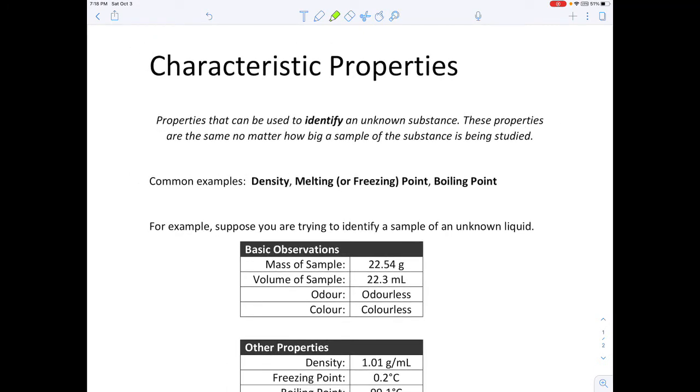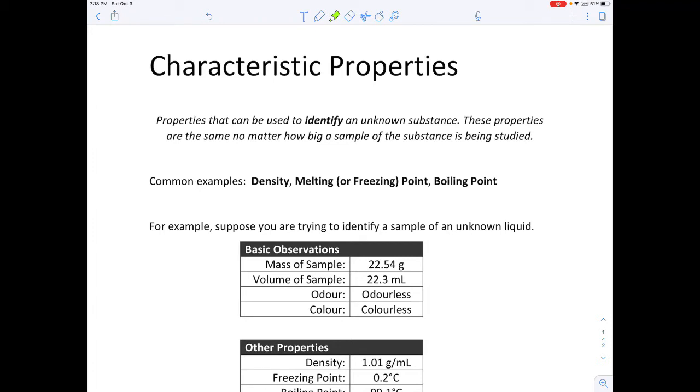Characteristic properties are properties that are used to identify unknown substances. In those first few experiments, we were looking at some very common examples of characteristic properties, freezing or melting points, and boiling points. But there's another part to the definition of characteristic properties. To be a characteristic property, it's not just enough to help identify a substance. The property must be the same no matter how big of a sample you're studying.